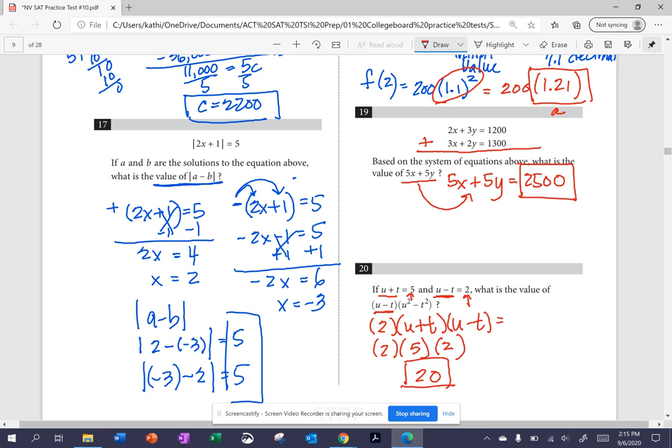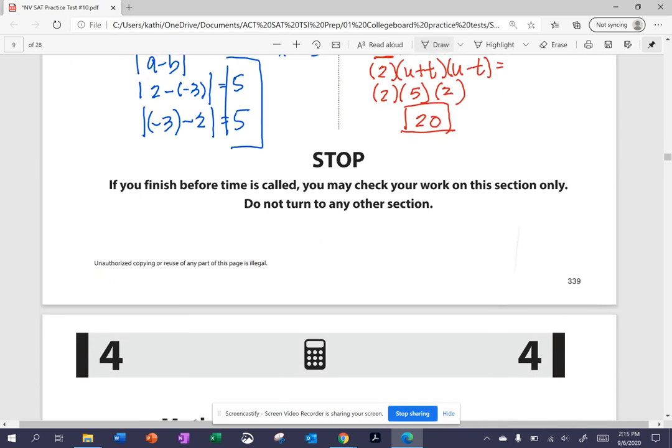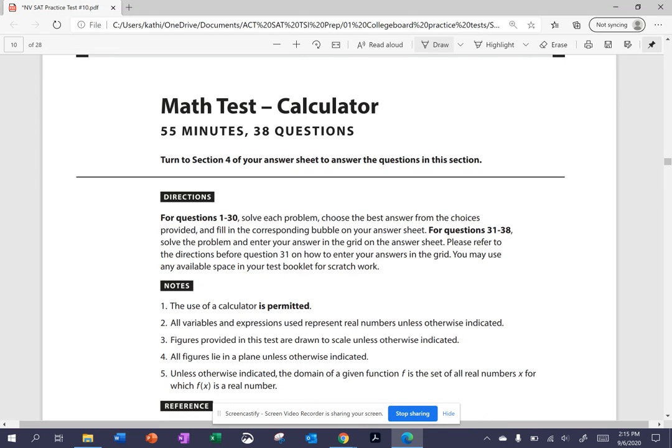Okay, we finished the non-calculator section. Now we're going to move to the calculator section. I think you get a 5-minute break between tests.